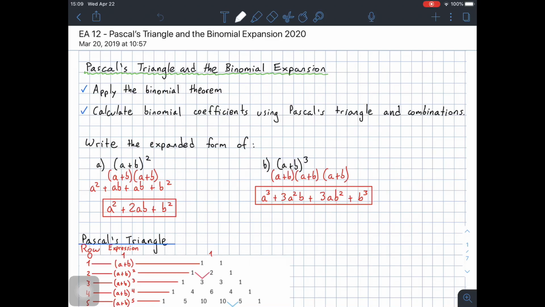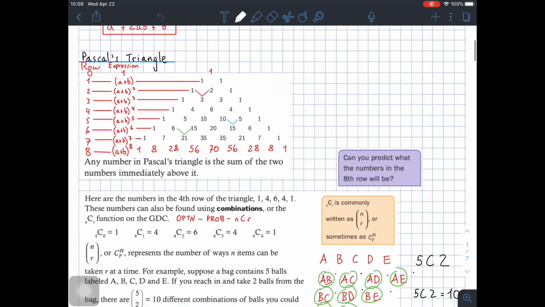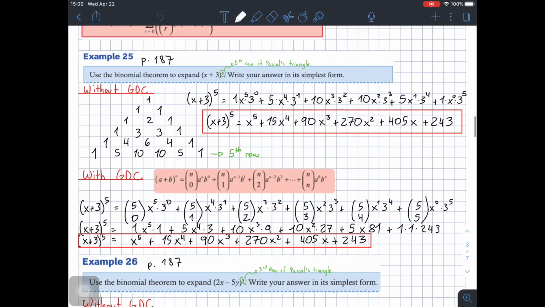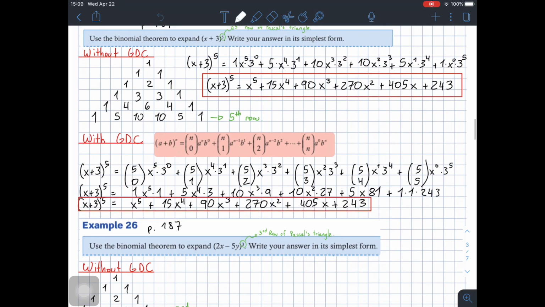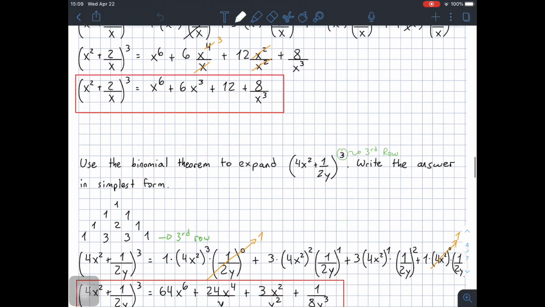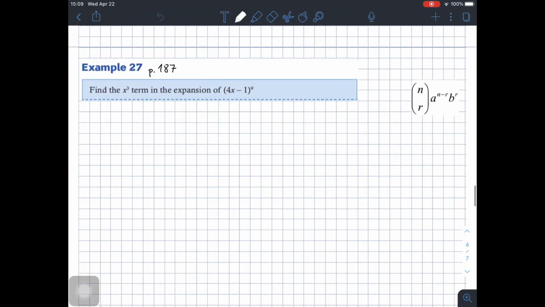Today we're going to continue with electronic assignment 12, which is about Pascal's triangle and the binomial expansion. We've already covered the theoretical part of this, and we've also covered the first exercises, which are the simplest ones, okay? So for today, I want to finish with the last two exercises of this assignment.